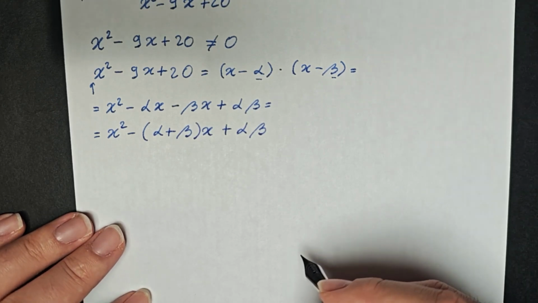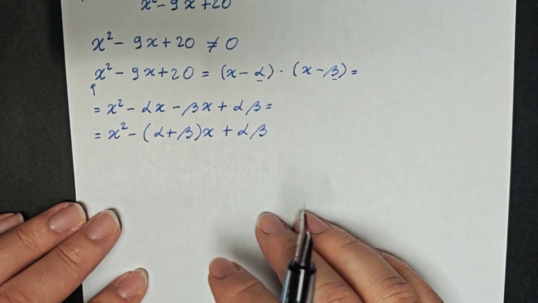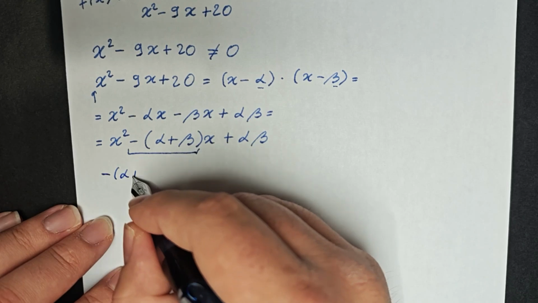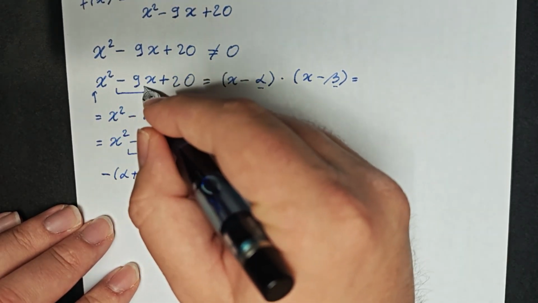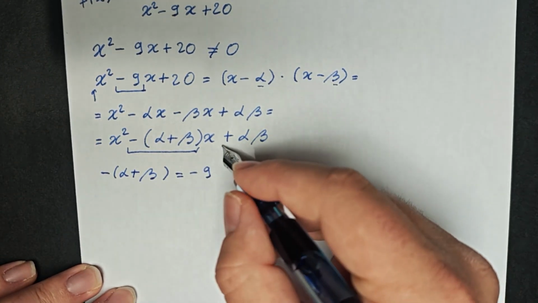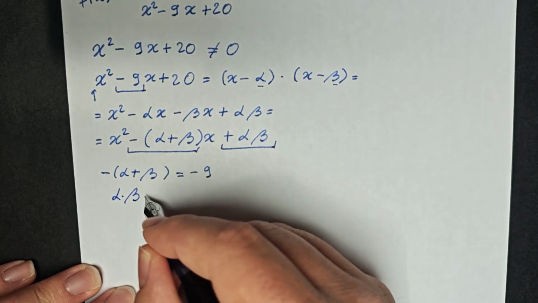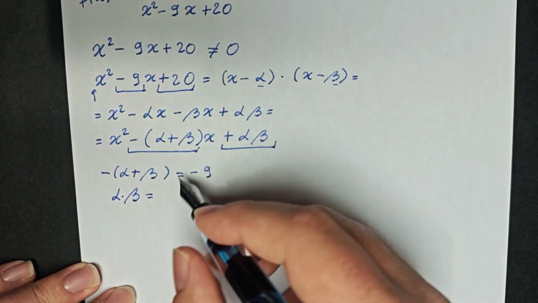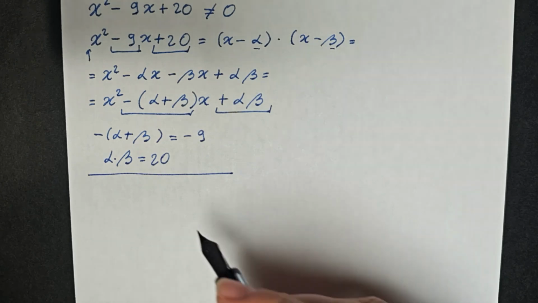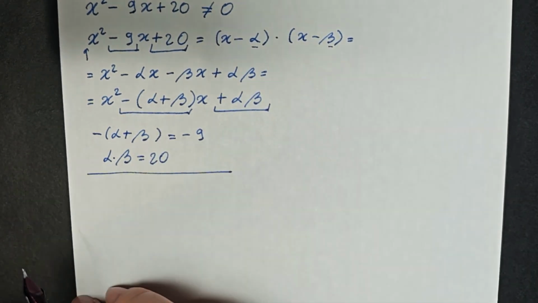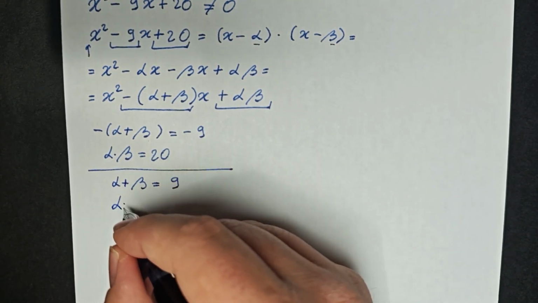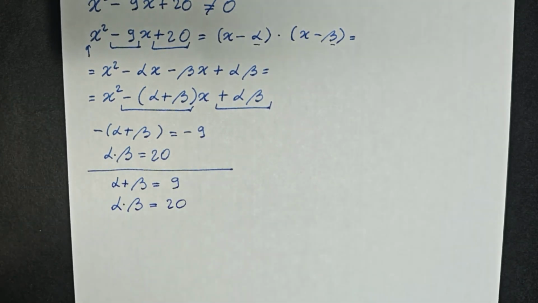When we compare what we have gotten with the trinomial that we had started from, we can conclude that this negative alpha plus beta corresponds with the number negative 9 from this left side of the equation. And we can see that alpha multiplied by beta, the product, corresponds to number 20. Our job here is just to solve this system of two equations with two unknowns, alpha and beta. So alpha plus beta is going to be equal to 9, and alpha multiplied by beta is 20.